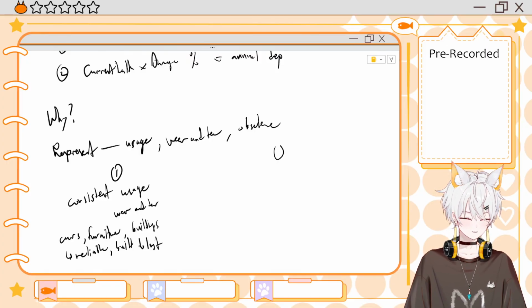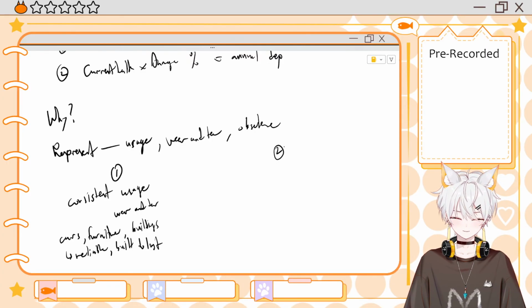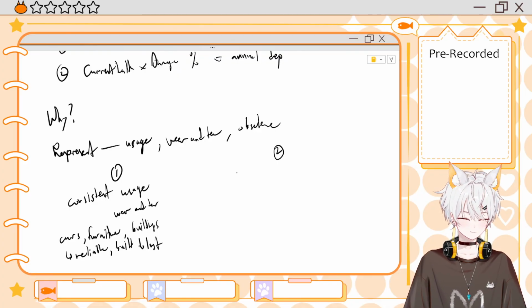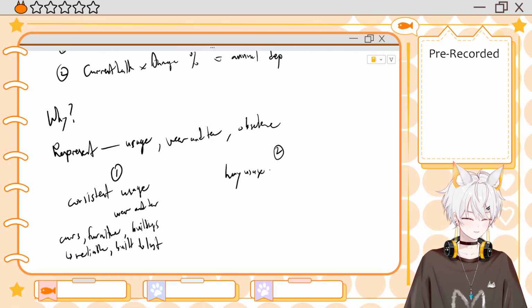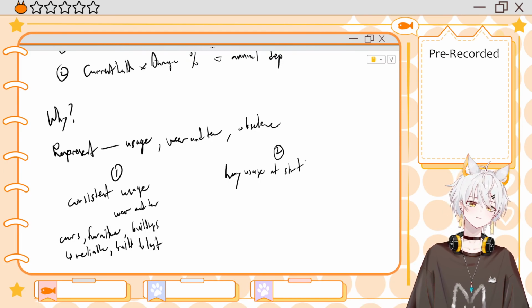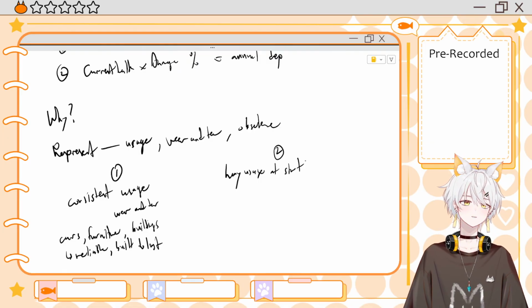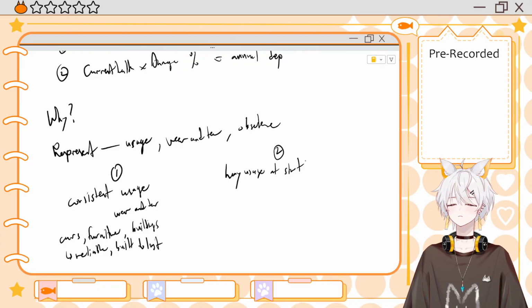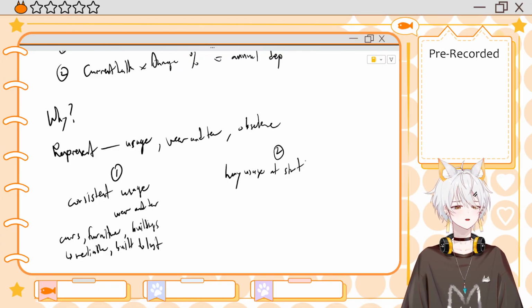So what about the second one? The first one is more consistent, right? The second one would be more heavy usage at the start, right? So things like, I can't really think of much for this. Heavy usage at the start, maybe blades, I guess.